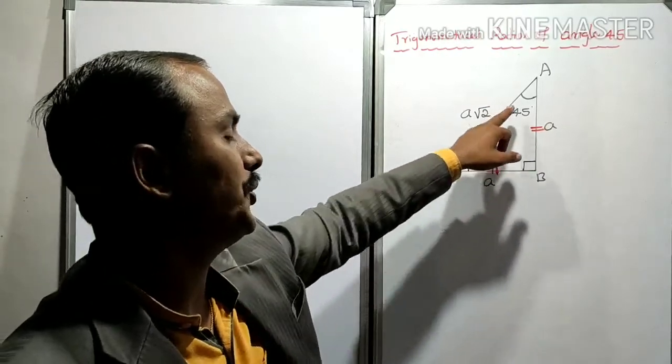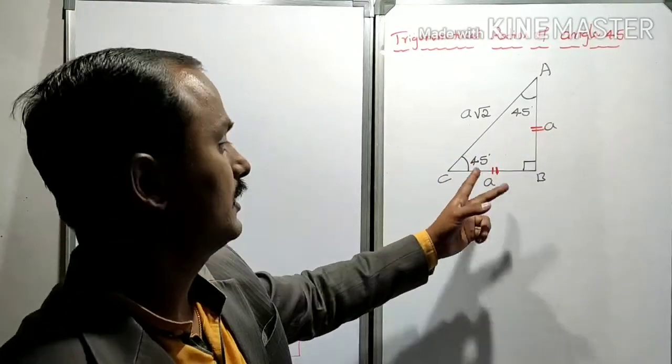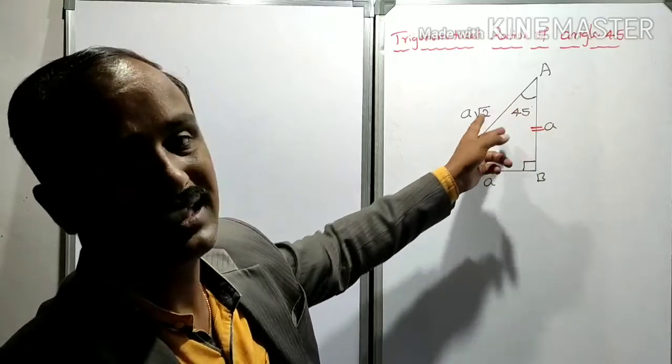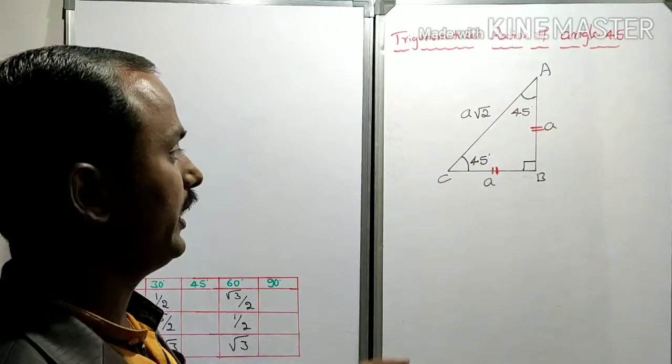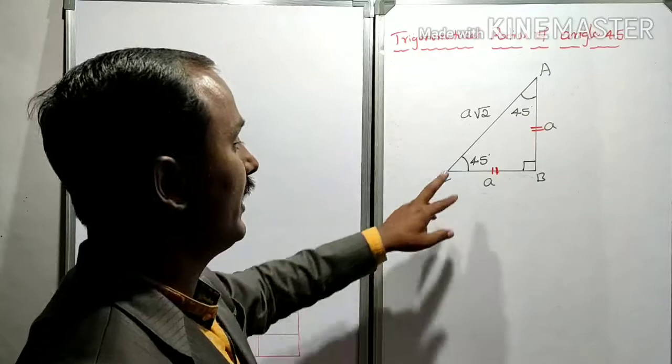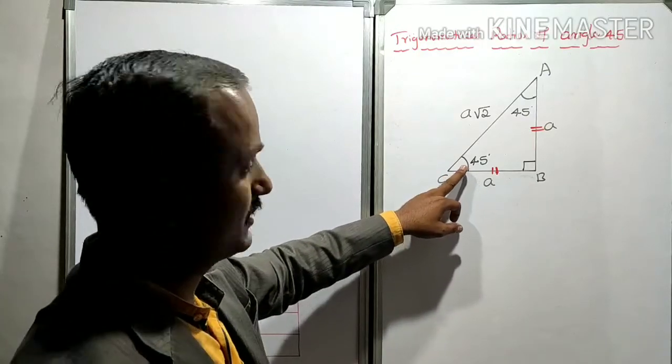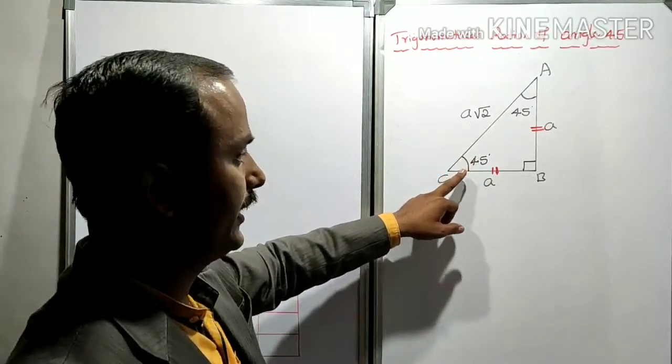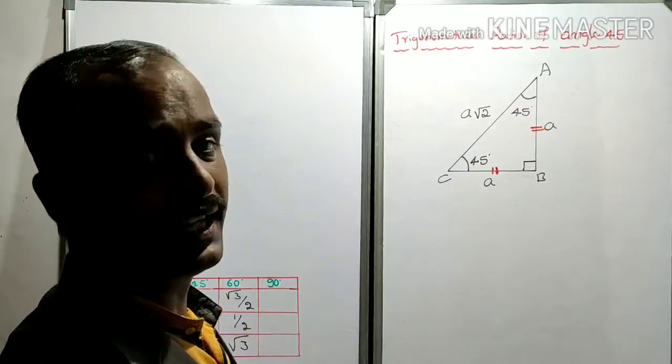See, the two acute angles have equal values. Why? Because the angles opposite equal sides are also equal. Okay, 45 degree, 45 degree. Now I consider the acute angle 45 degree: sin 45 degree, cos 45 degree, tan 45 degree. Shall I continue, dear children?